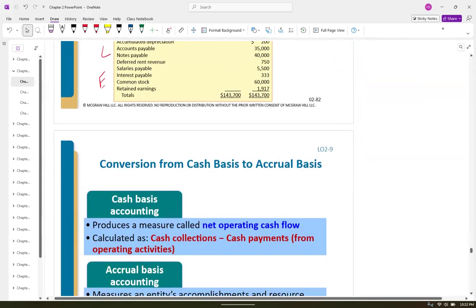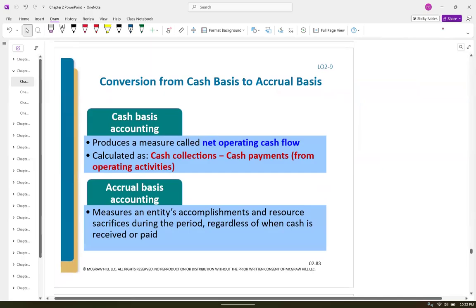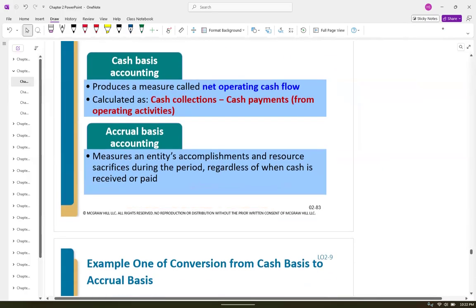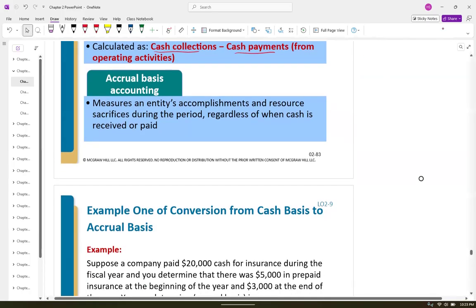Okay. All right, so now we're going to talk a little bit about converting from cash basis to accrual basis. Almost touching a little bit here on the statement of cash flows. We're looking at cash basis. Accrual measures the entity's accomplishments and resource sacrifices during a period, regardless of when the cash came in or out. Cash is still important, so we want to look at the cash basis. So we want to look at cash collections minus cash payments from operating activities.